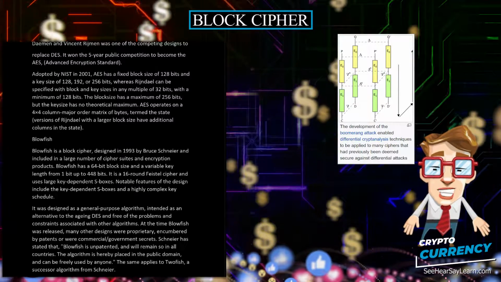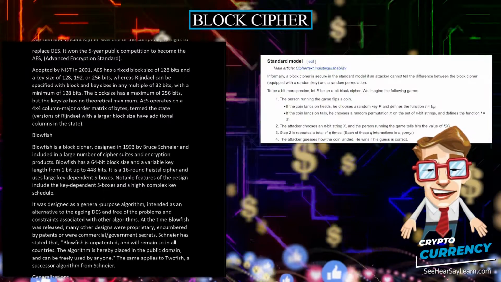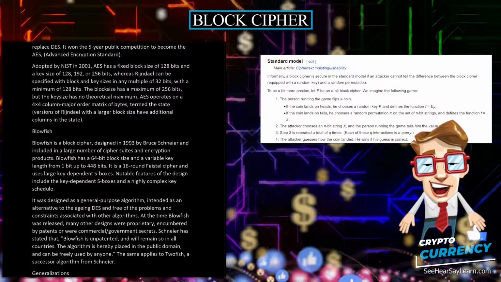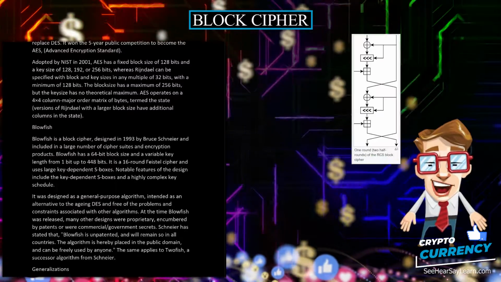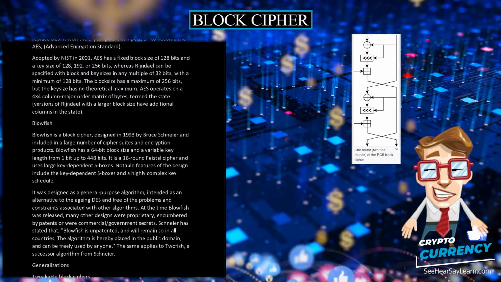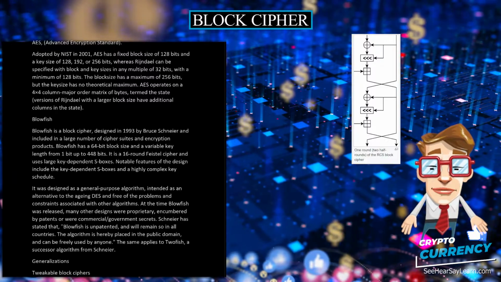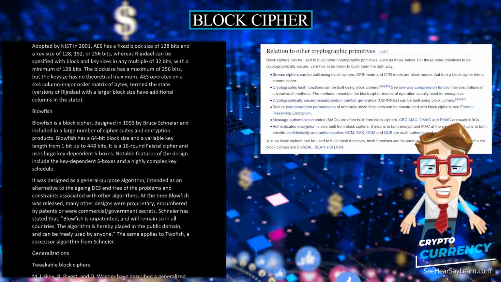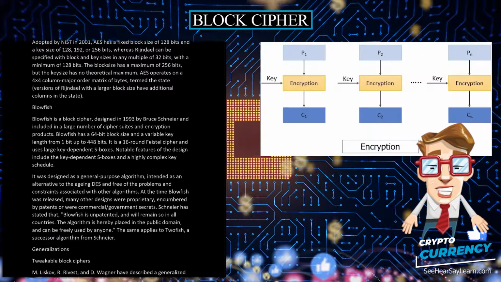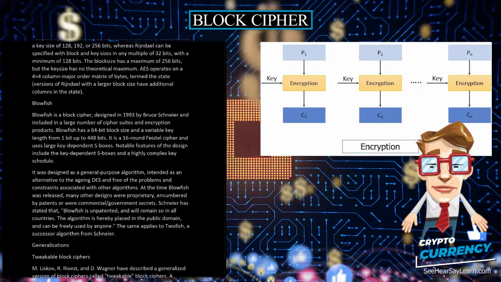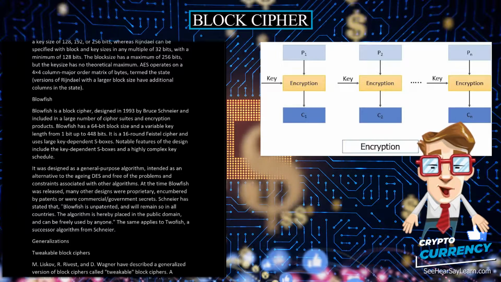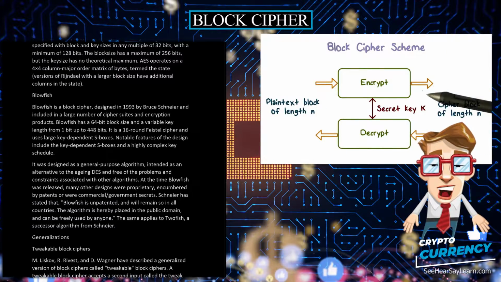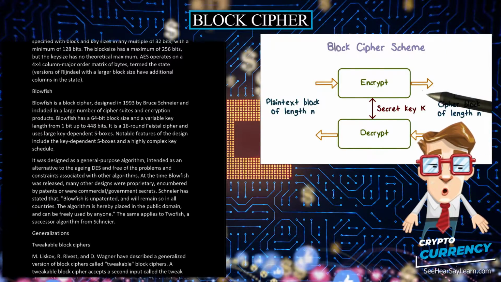At the time Blowfish was released, many other designs were proprietary, encumbered by patents or were commercial or government secrets. Schneier has stated that Blowfish is unpatented, and will remain so in all countries. The algorithm is hereby placed in the public domain, and can be freely used by anyone. The same applies to Twofish, a successor algorithm from Schneier.